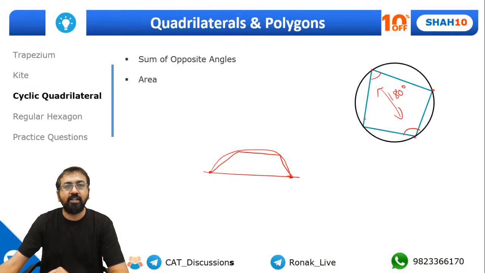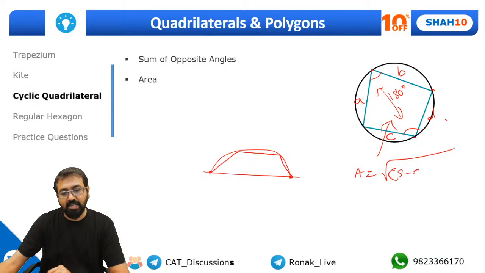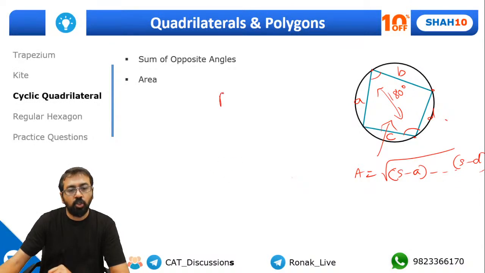That's the first point. Area of a cyclic quadrilateral: if you know all four sides A, B, C, D, then the area will be equal to the square root of (S minus A) into (S minus B) into (S minus C) into (S minus D). And one very important thing, there is something called Ptolemy's theorem.